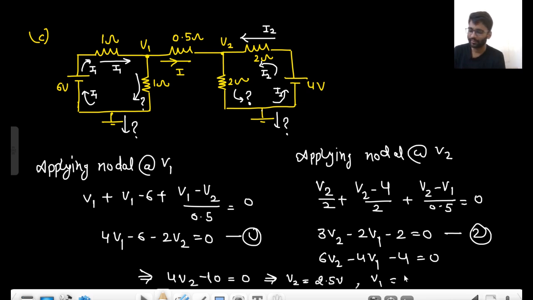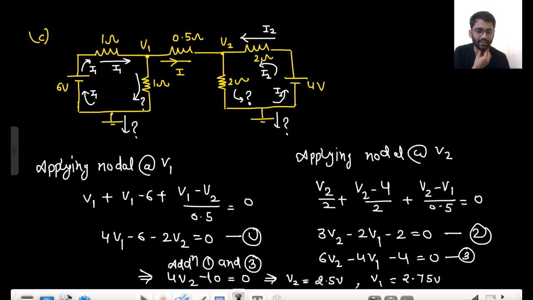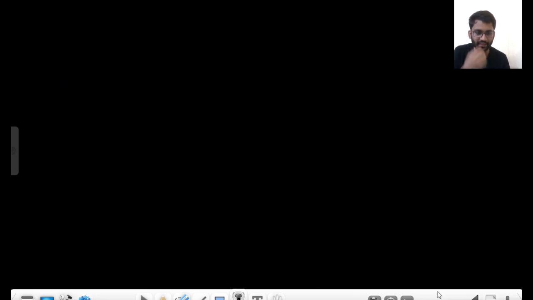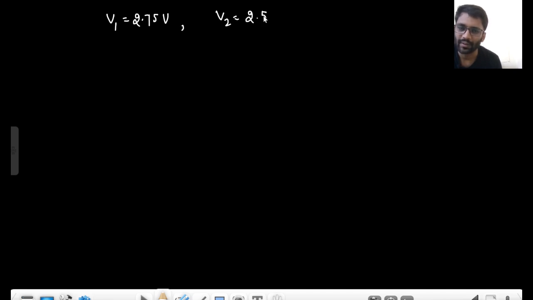What is 11 by 4? Let me solve it with the calculator. 2.75. V1 value we get is 2.75. Let me recheck if the calculation is correct. Yeah, so the calculation is correct only. V1 value we are getting is 2.75 volt, and V2 value we are getting is 2.5 volt.